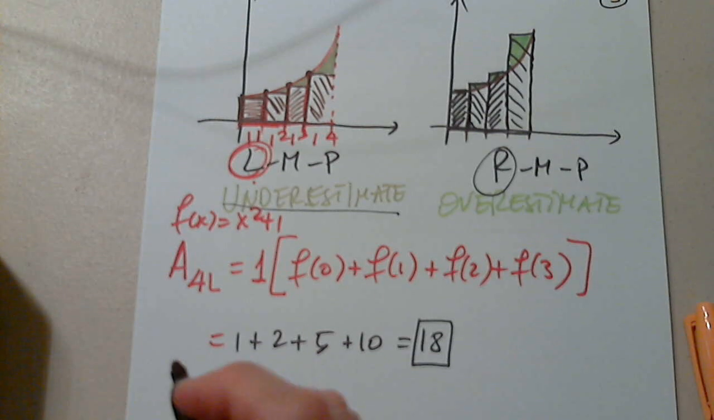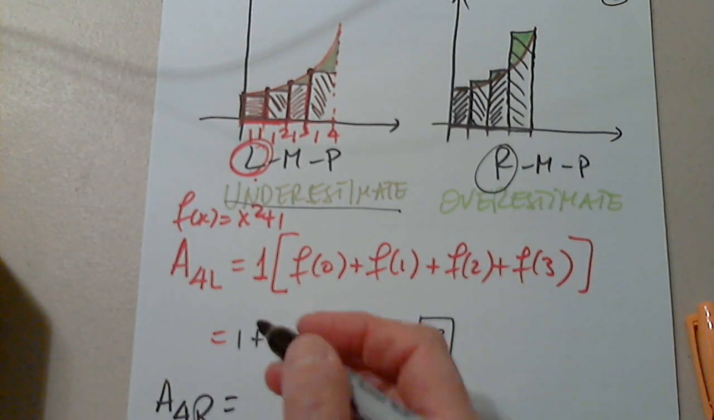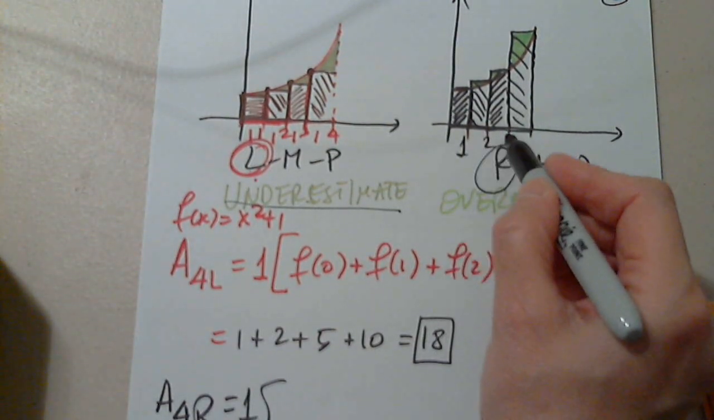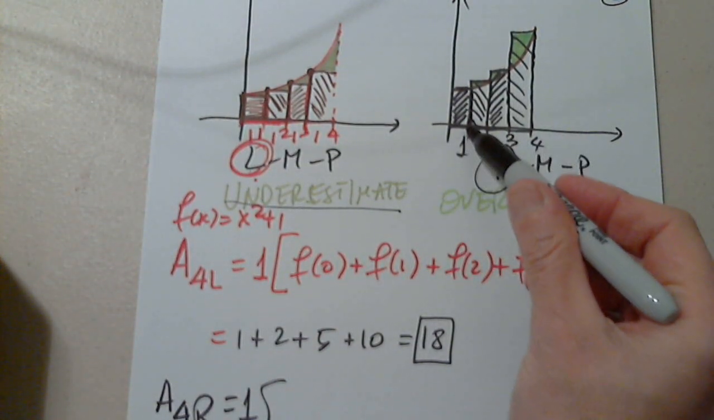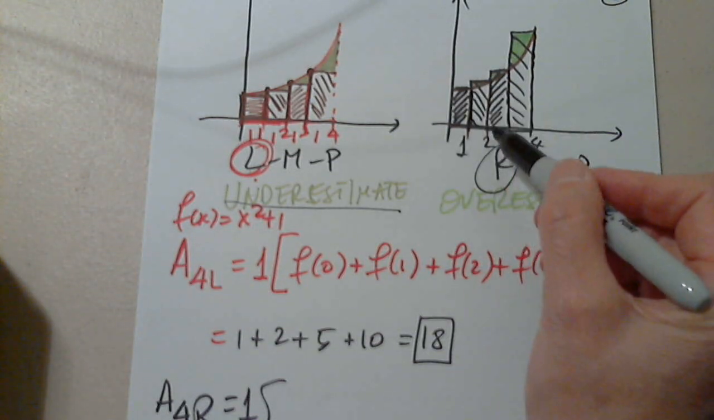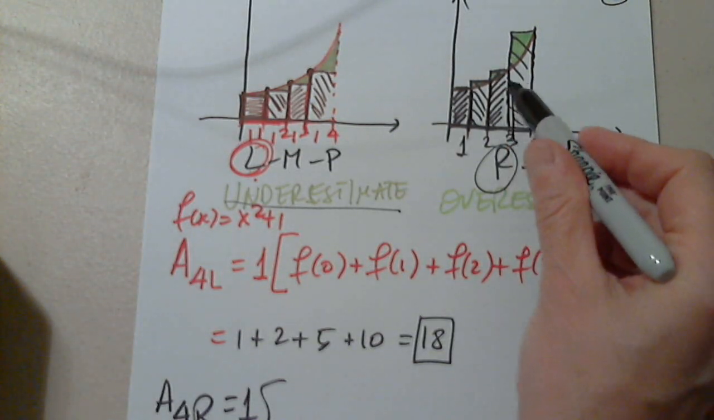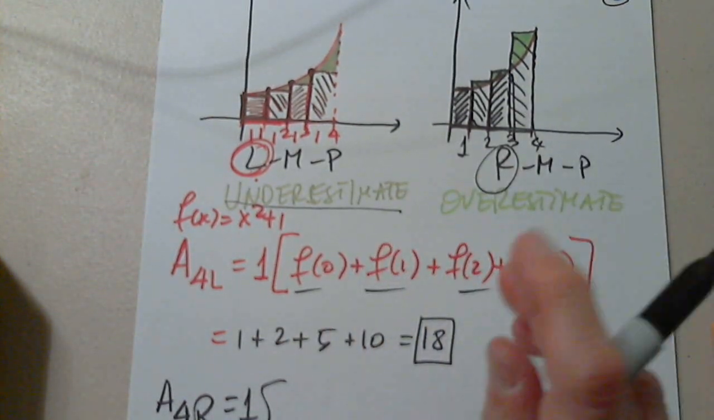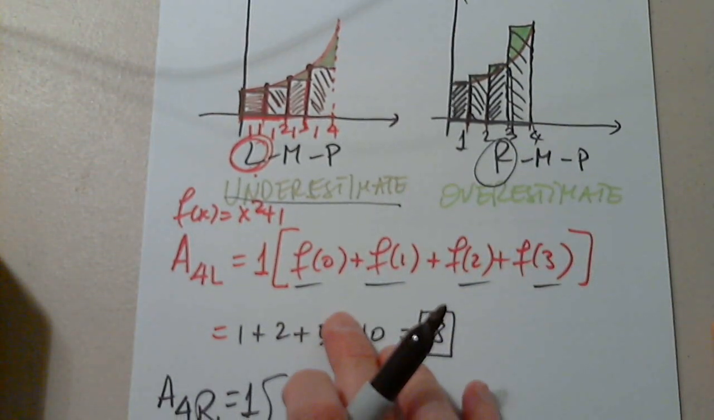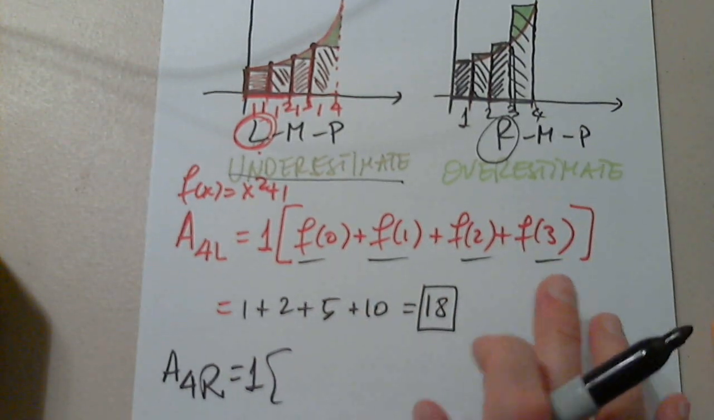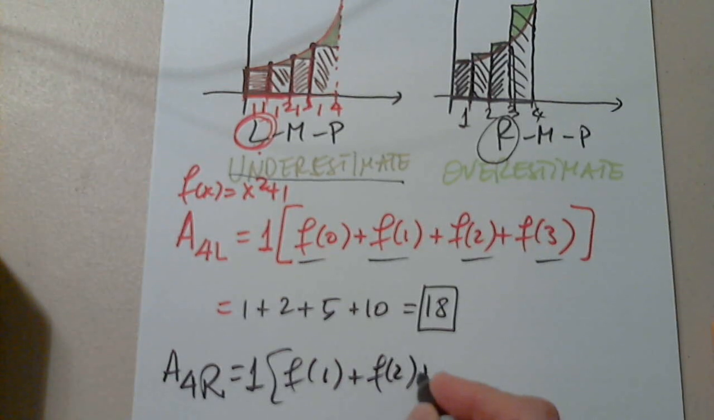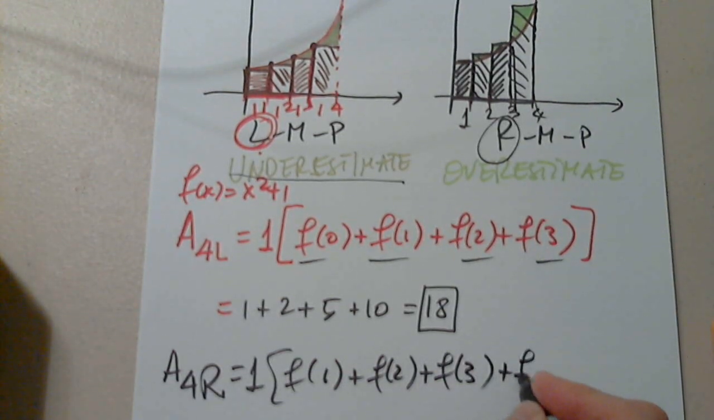Okay, so the area with 4 right is still 1 times, but this time I have to start at f of 1 because the height is on the right. And then f of 2, and then f of 3, and then f of 4. Only 4. Please make sure you don't have 3 or 5. It has to be 4 because n is 4. So we have f of 1 plus f of 2 plus f of 3 plus f of 4.